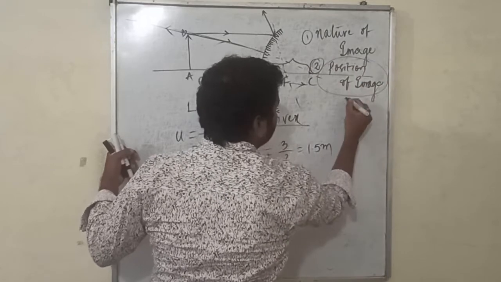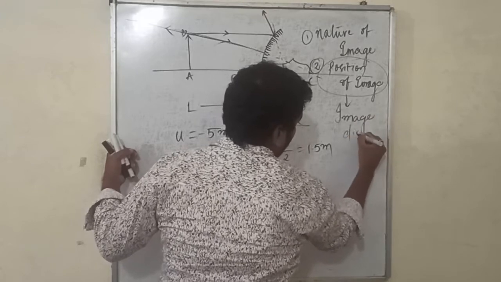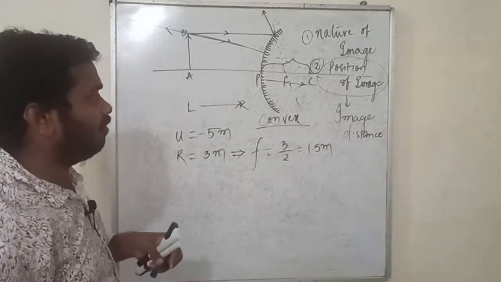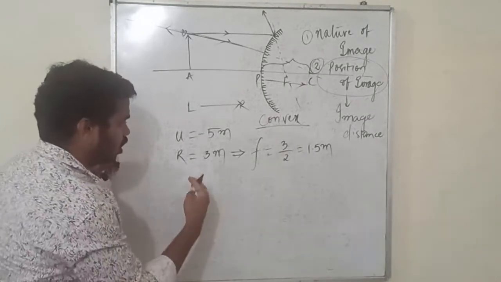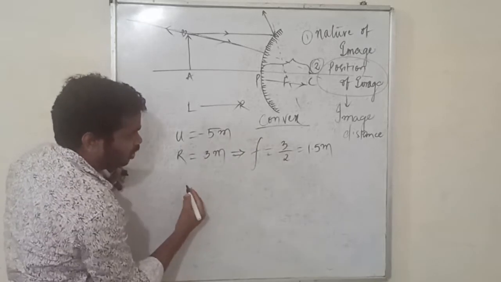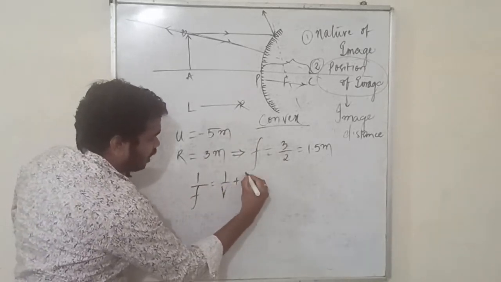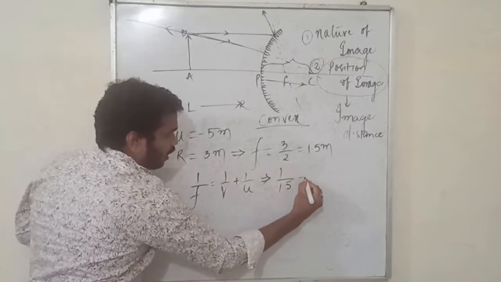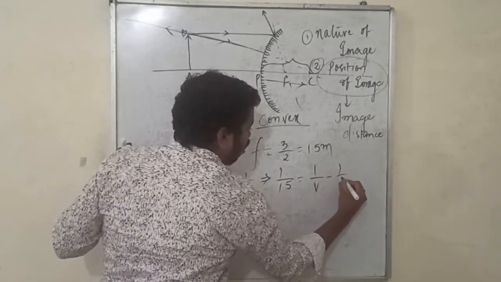Position of the image, in the sense of image distance only, remember. It is nothing but image distance only. If you are finding out the position of the image, that is the image distance you are going to find out. So we shall substitute these values in the formula. 1 by f is equal to 1 by v plus 1 by u. That is 1 by 1.5 equals 1 by v minus 1 by 5.